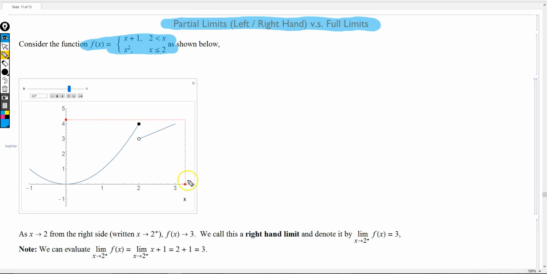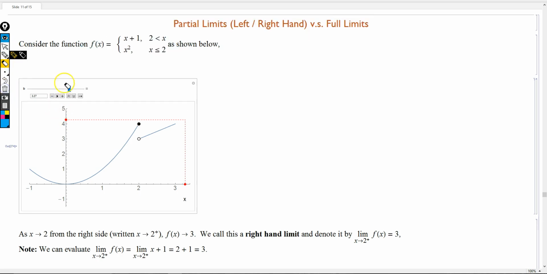And we want to ask ourselves this: what is happening to the function values f as x approaches 2 from the right-hand side and from the left-hand side? So let's let x approach 2 from the right-hand side first, and we want to see what these function values up here are approaching on the y-axis. Keep an eye on that red dot on the y-axis. Now, as x is approaching 2 from the right-hand side, notice that the function values are getting closer and closer to the number 3, right?